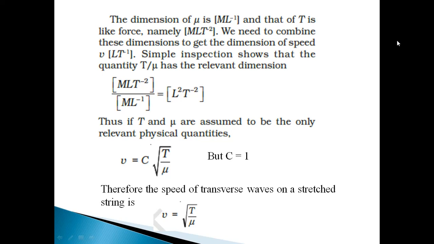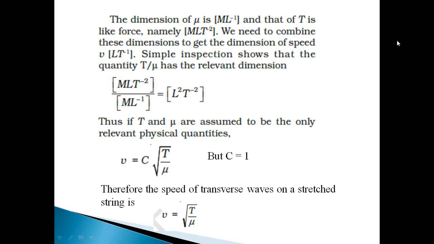Now, incidentally, L squared T minus 2 is the square of the dimensions of velocity. The dimensions of velocity is L T minus 1, so the square will be L squared T minus 2. So we can write V squared equal to T by mu, or velocity V equal to a constant C into square root of T by mu. It is always velocity or speed proportional to root of T by mu in the dimensional method.